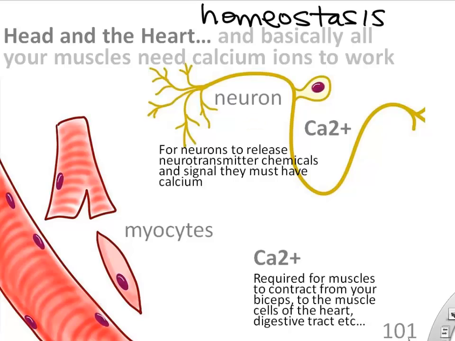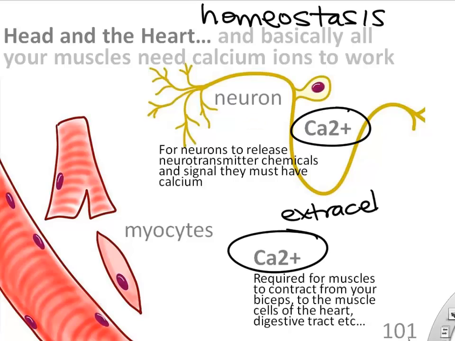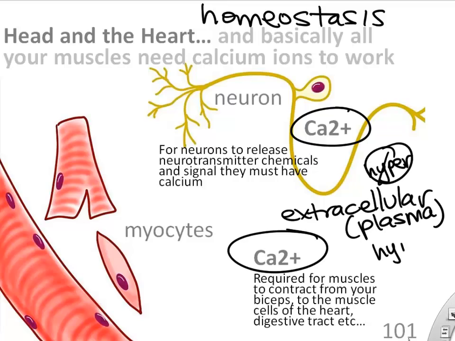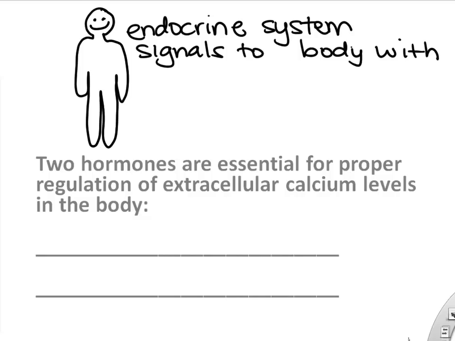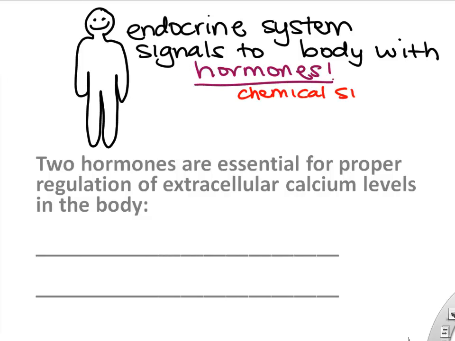So again, the brain and the heart require that calcium, and we'll literally take it and steal it from your bones in order to give these cells enough calcium to keep you alive. In order to understand how the body regulates calcium levels in the fluid, we need to think about the endocrine system a little bit, and hormones.